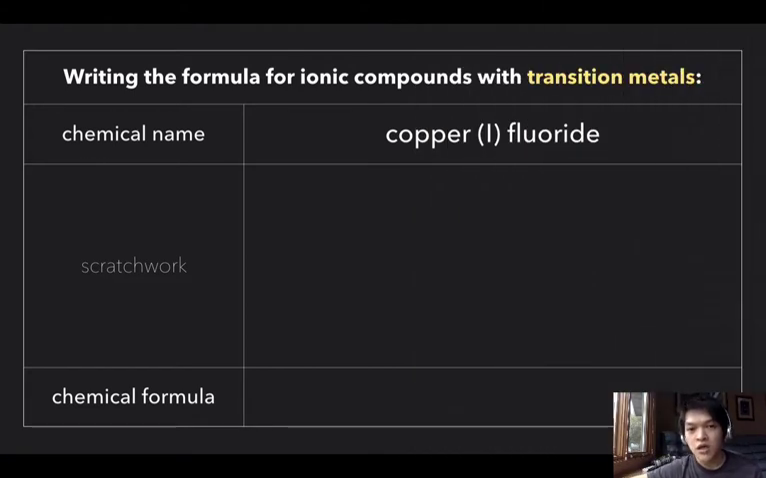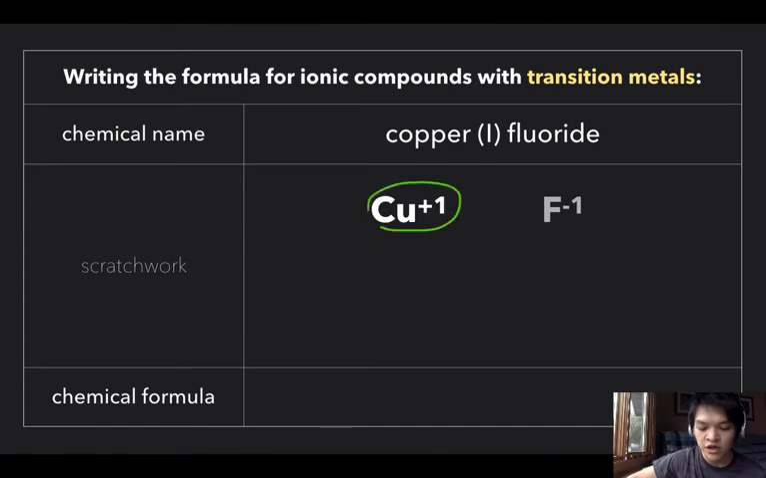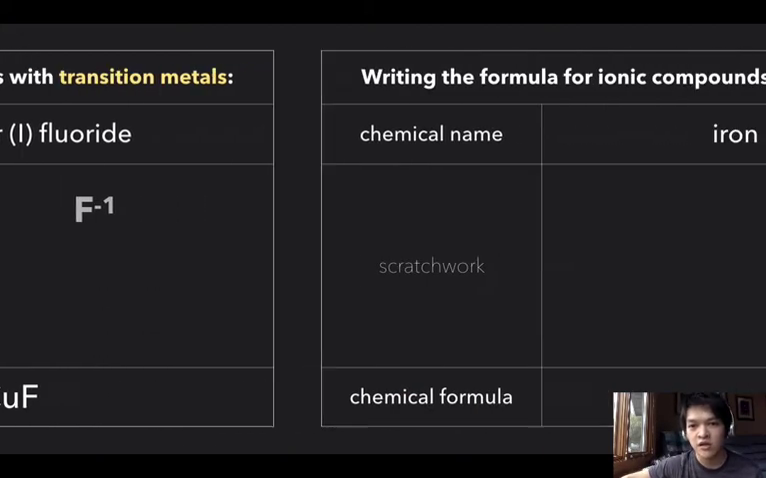Okay, so copper has a positive 1 charge, like we said. Fluoride has a negative 1 charge, like we said. And if you take a look at it, copper 1 and fluoride negative 1, the charges already cancel out. So it's already telling us that in our compound, we're going to need 1 copper ion and 1 fluoride ion. So we can write the chemical formula, which is just CuF, 1 of each. So this one's pretty simple. Let's take a look at a next example.